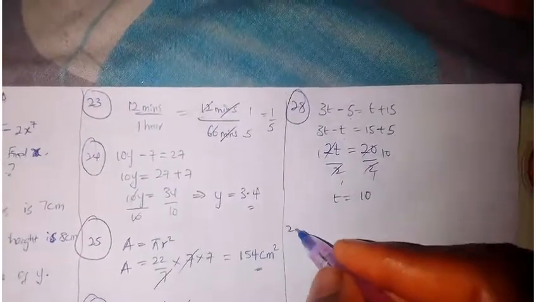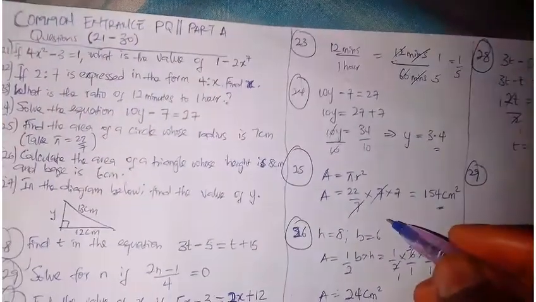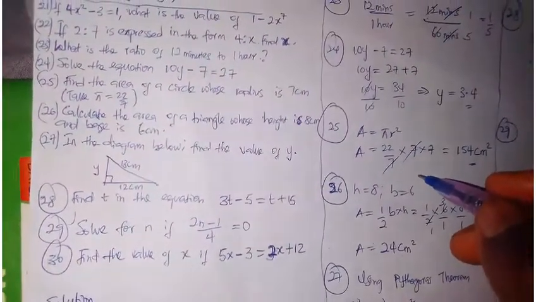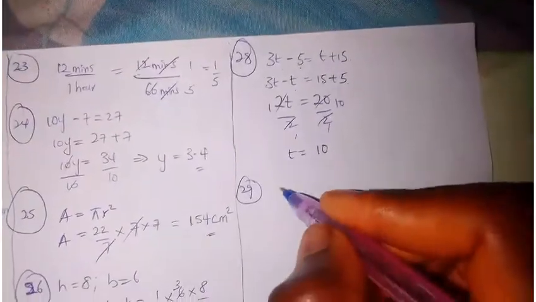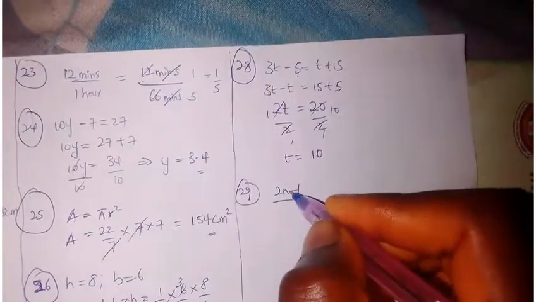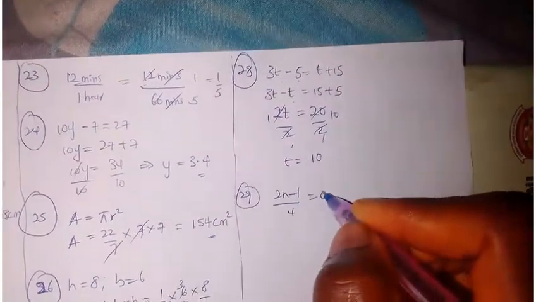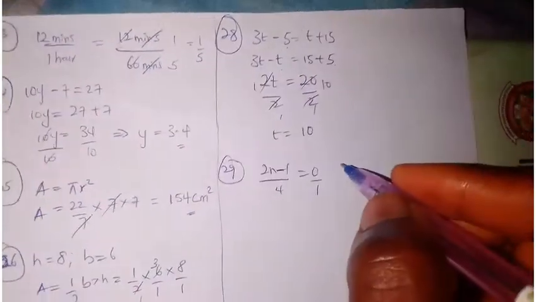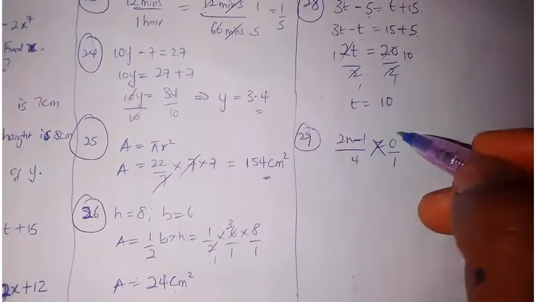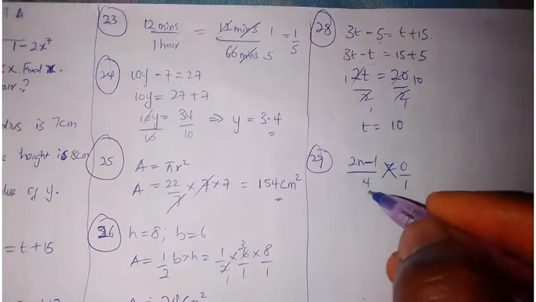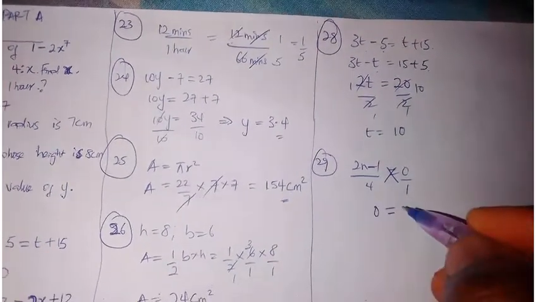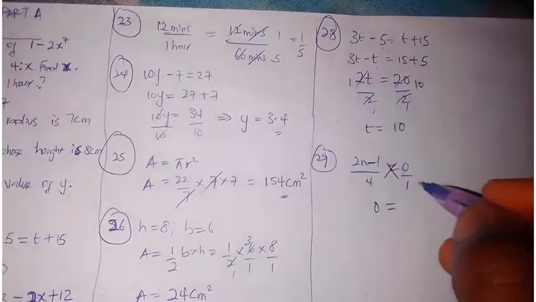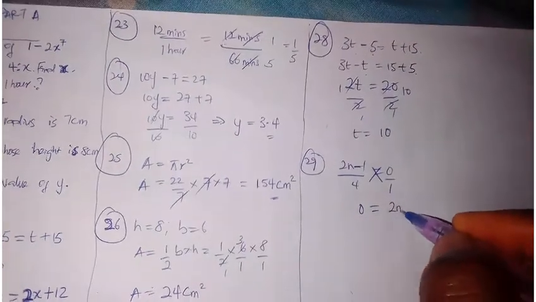Simple as that. Number 29 question. It says, solve for n if 2n minus 1 over 4 equals 0. Make this over 1, because that's what it also means. Okay, so by cross multiplying, what are we going to have? 4 times 0 is automatically 0. So let's say that's 0 equals 2n minus 1 times 1, which is 2n minus 1.